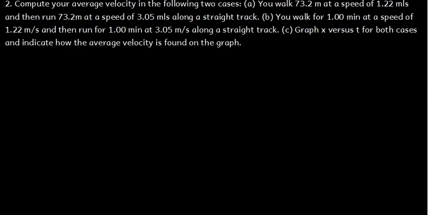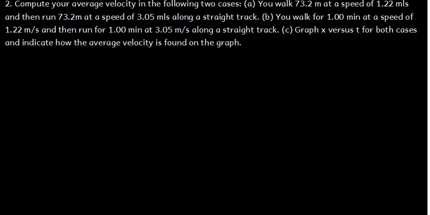The next question is saying, compute your average velocity in the following two cases. Part A, you walk 73.2 meters at a speed of 1.22 meters per second, and then run 73.2 meters at a speed of 3.05 meters per second along a straight track. Okay, so we have two scenarios. Now we are trying to come up with the average velocity. What are we going to do? Remember we do have the velocity and we do have the distance, but we don't have time.